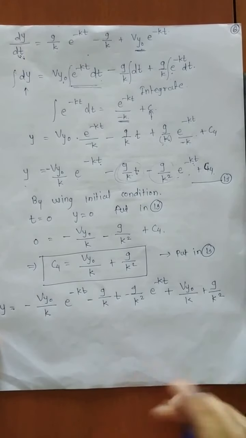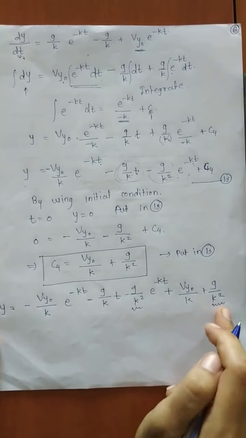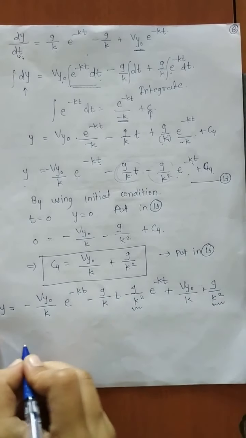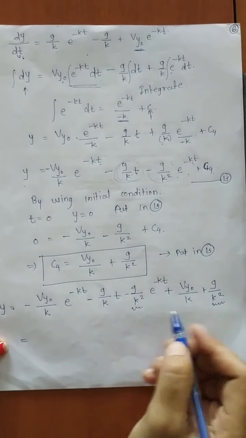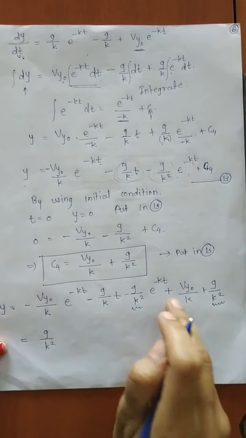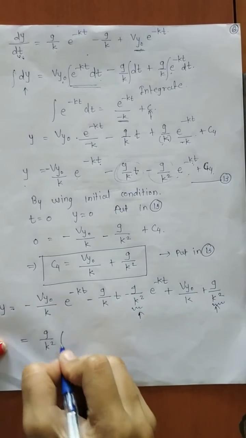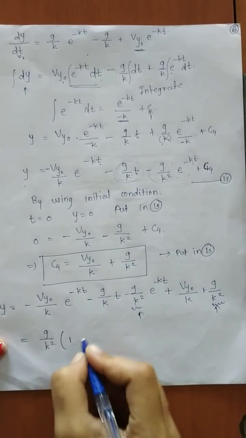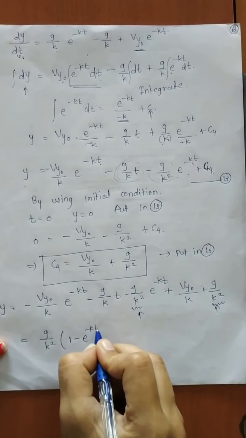We have to just simplify this. So observe this term and this term. Here g upon k square is common, right? So we can take g upon k square common, and I am going to write these two terms first. Means I will take g by k square common from this term and this term. So what will remain? Here minus sign. Here 1 plus 1, so I will write the positive term first: 1 minus, what will remain here? e raised to minus kt.